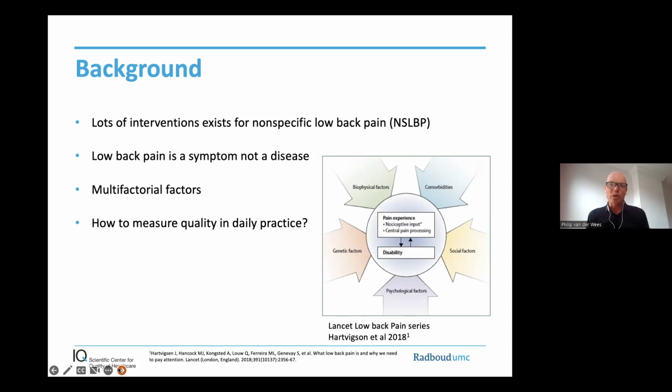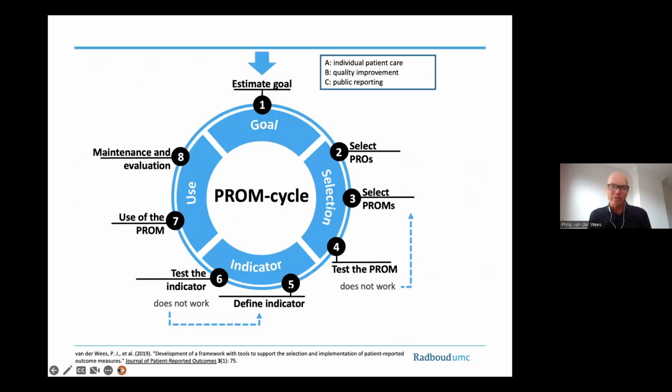And what we've done in our project is that we have used a cycle, which is called the PROM cycle. There you see the picture. The PROM cycle is the cycle that we use for the implementation of patient-reported outcome measures, the so-called PROMs. And what we've done in our project is that we've developed a minimal data set of outcomes and patient-reported outcome measures to be used in patients with low back pain in order to be able to compare outcomes across physical therapist practices and to feed back these outcomes to these practices for quality improvement purposes.